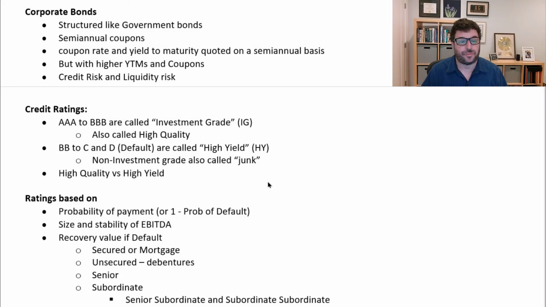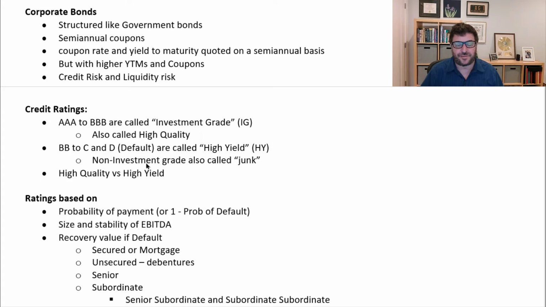Let's move on to corporate bonds. Corporate bonds in the U.S. are structured like government bonds. They pay semi-annual coupons. The coupon rate and the yield to maturity are quoted on a semi-annual basis, but corporate bonds have higher yields to maturities and coupons because they have higher credit risk and they are less liquid, and so they have higher liquidity risk.